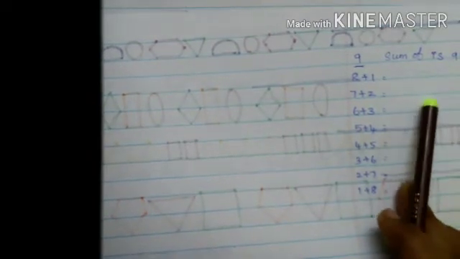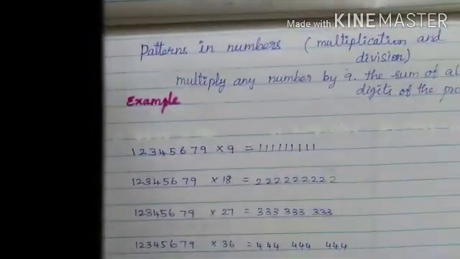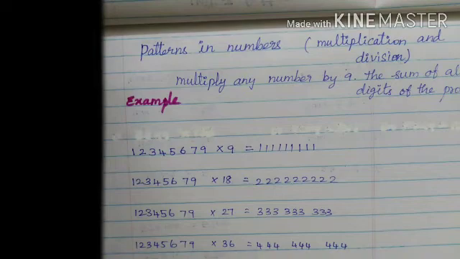So the sum is 9. Any two numbers you take and add, that sum you get, the number is 9. So that is here. Patterns in number, multiplication and division by 9. Multiply any number by 9. The sum of all the digits of the product is 9. So I give the example now.